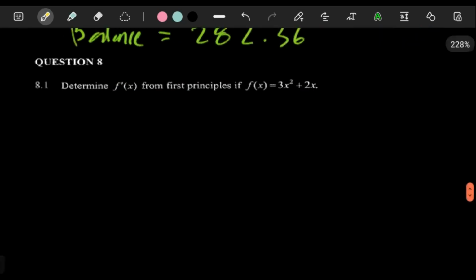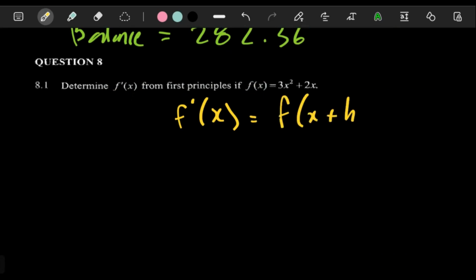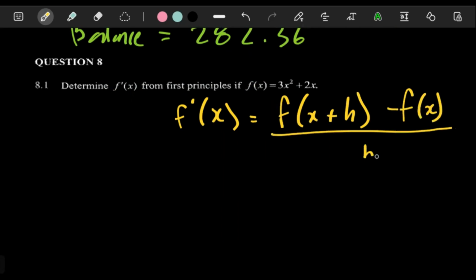Question 8 says the following: determine f prime from first principles. So f prime from first principles is what we need to do, right? The first principles formula looks like this: f(x plus h) minus f(x), over h.